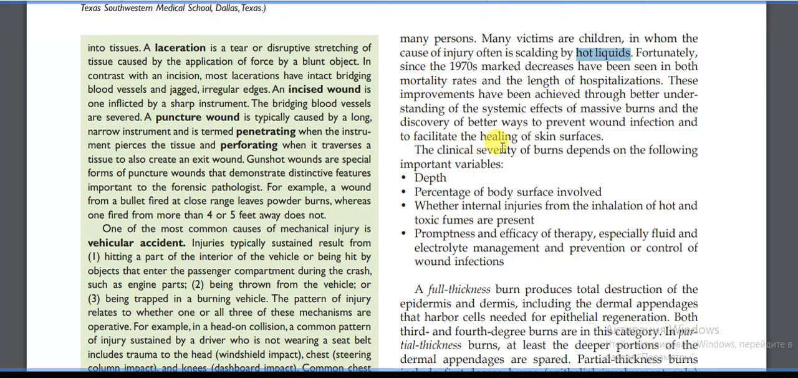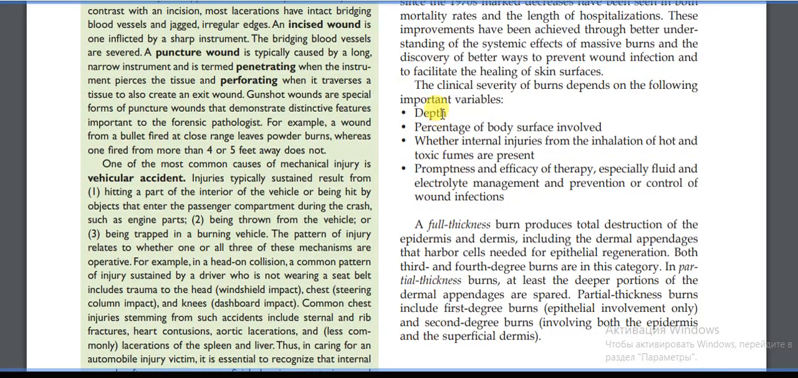Okay. So the clinical severity of burns depends on the following important variables: depth, percentage of body surface involved, whether internal injuries from the inhalation of hot and toxic fumes are present, promptness and efficacy of therapy, especially fluid and electrolyte management, and prevention or control of wound infection.